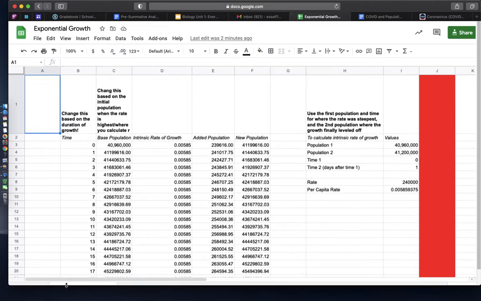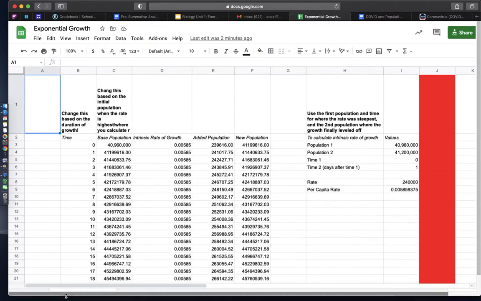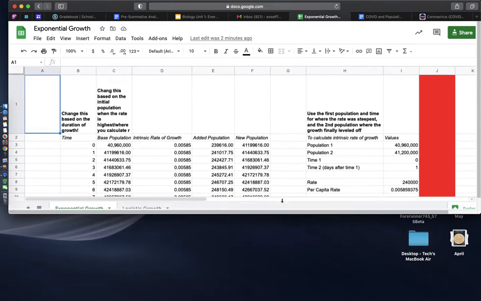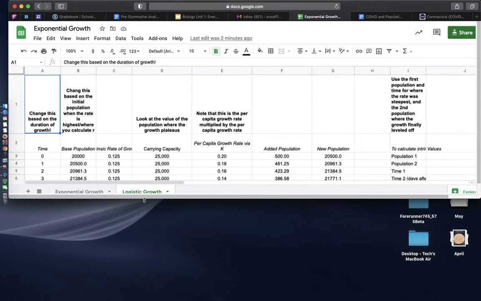Apologies, there should be. I can see it right there. There it is, logistic growth.